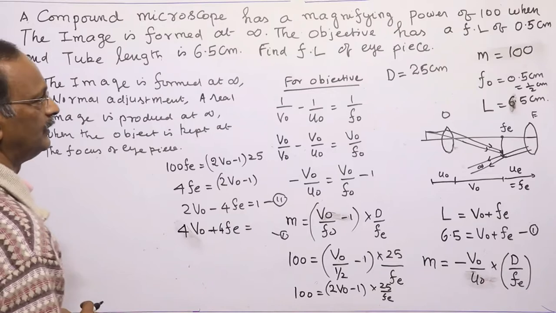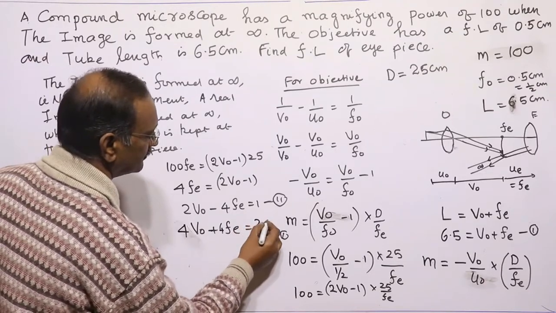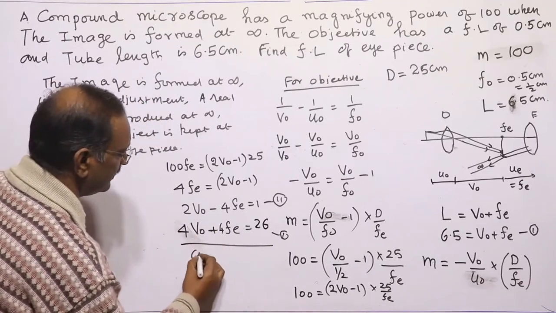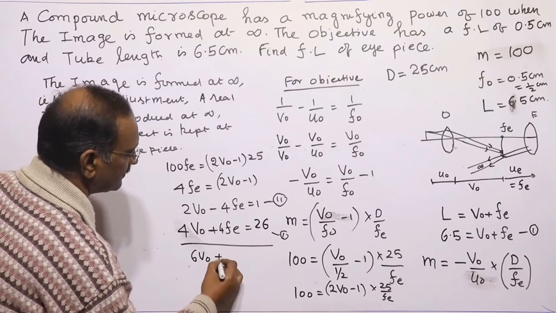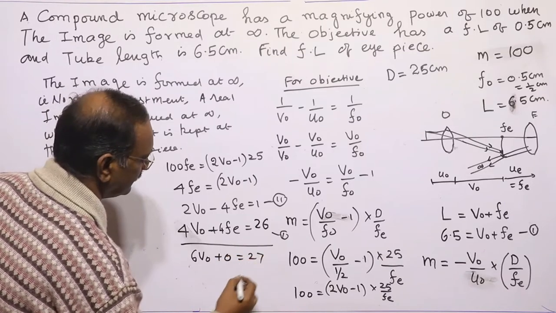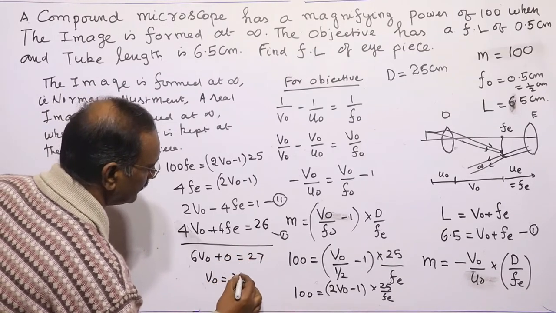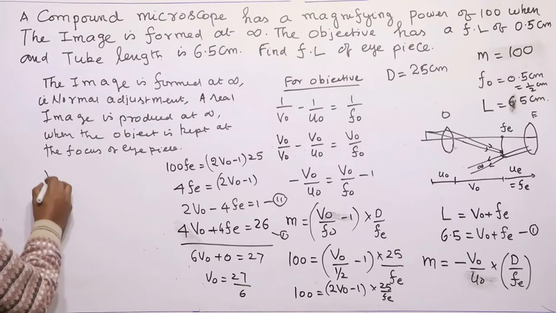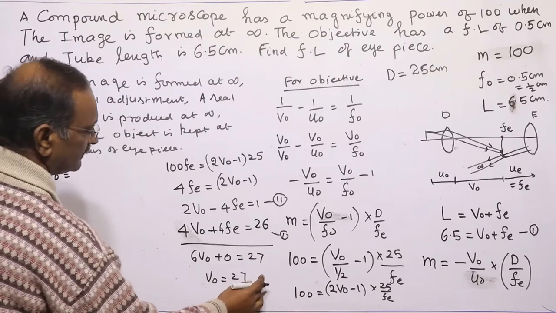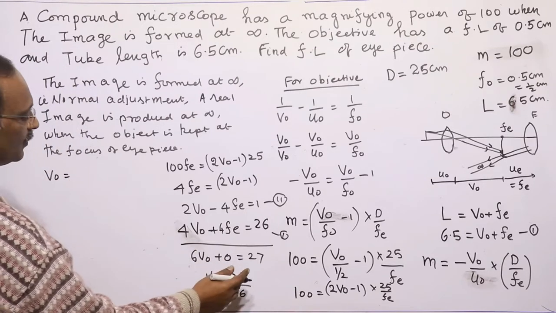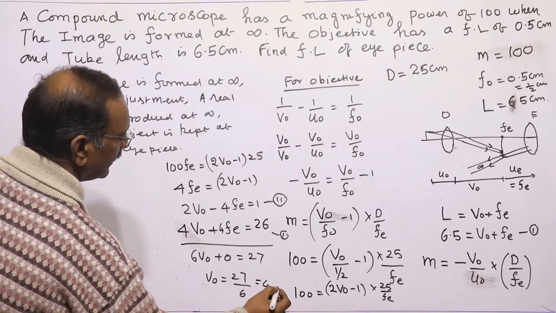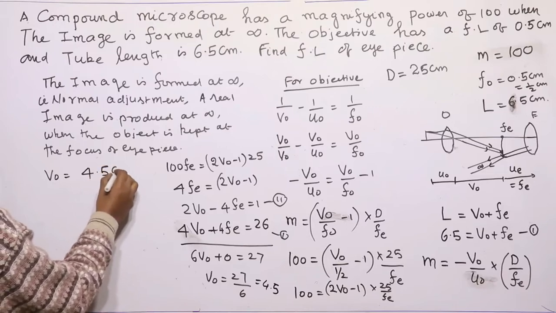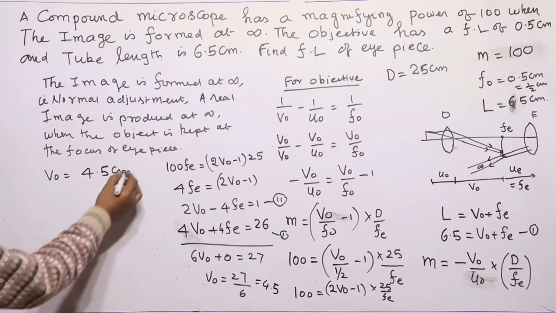6.5 into 4 is 26. Then adding it, when we add it, this becomes 6 V naught plus 0 is equal to 27, or V naught is equal to 27 by 6. So therefore V naught is equal to 27 by 6, which is equal to 4.5 centimeter. So V naught is equal to 4.5 centimeter.